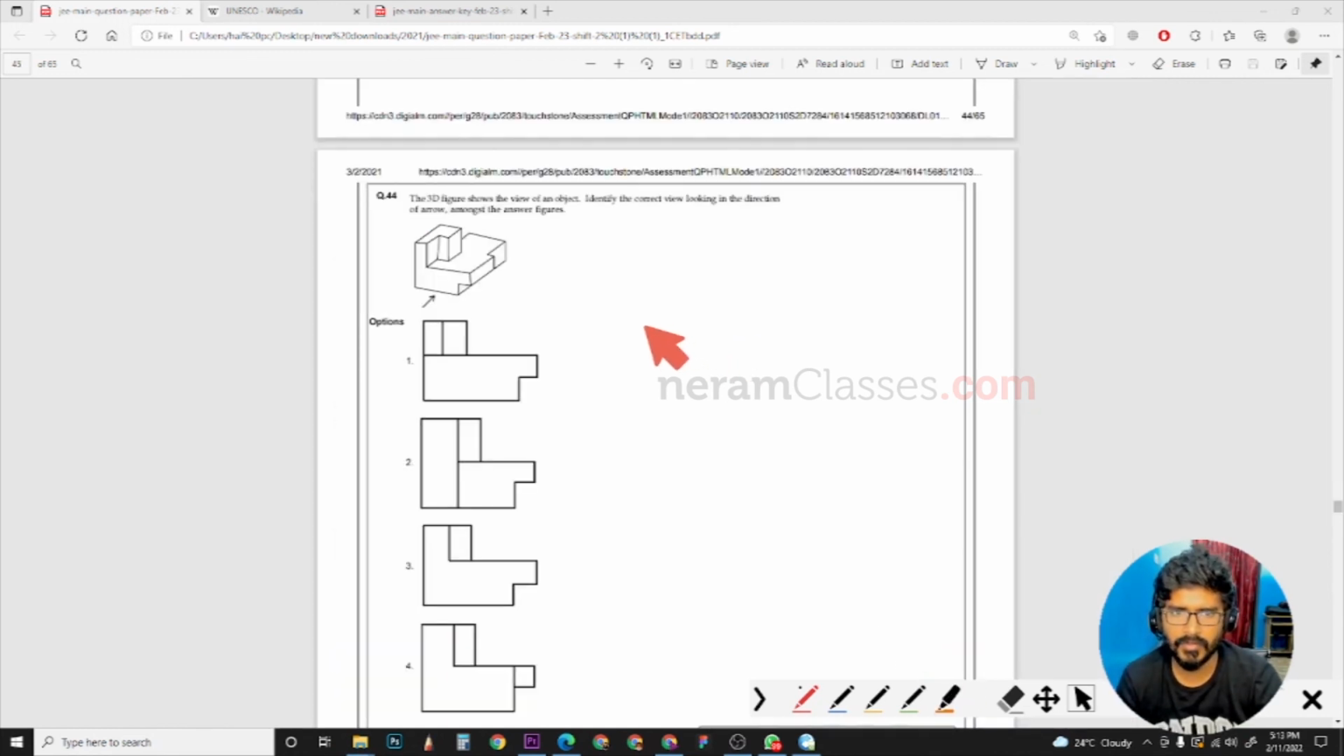Question number 44, we need to find out the elevation of the 3D figure from the arrow direction. Option 1 is the wrong answer because there is no clear view here. Also 2 is a wrong answer. Between 3 and 4 the difference is that we have this line here and not here. Here we can see there is no line, it's clear. So option 4 is the wrong answer and 3 is the right answer.